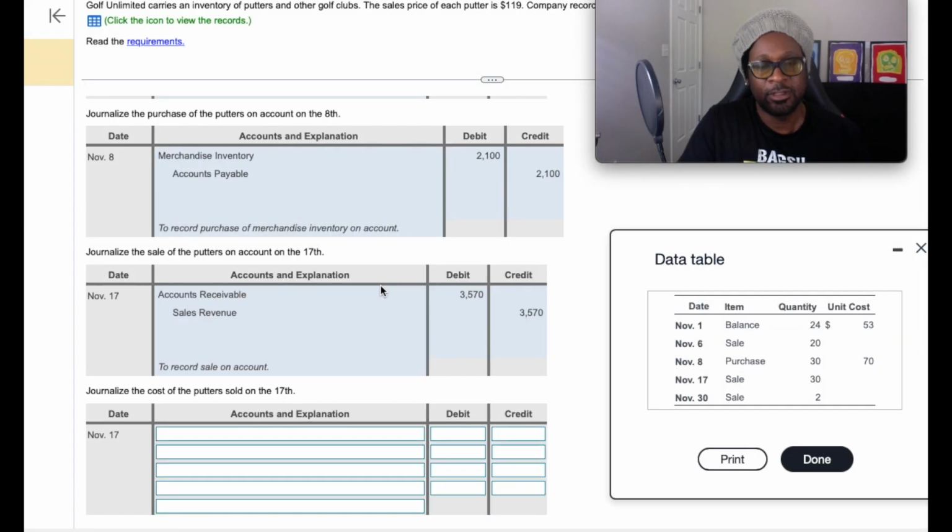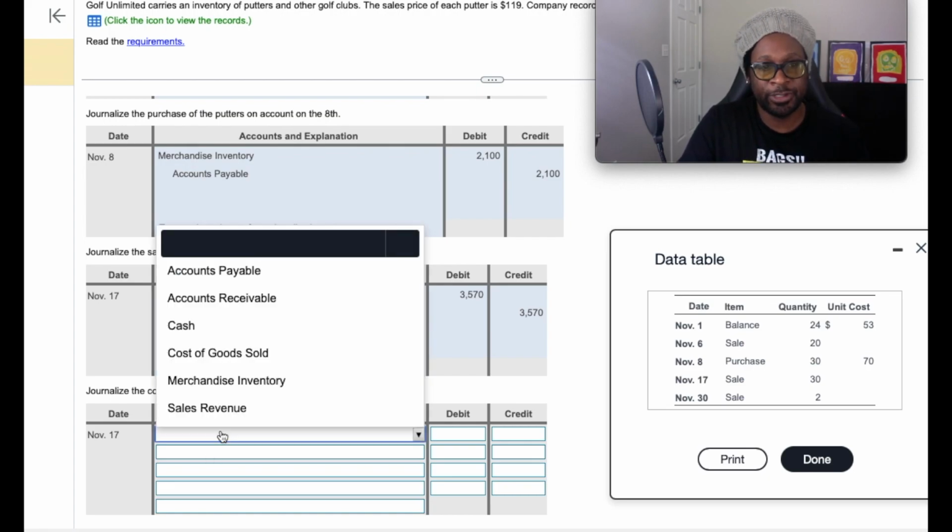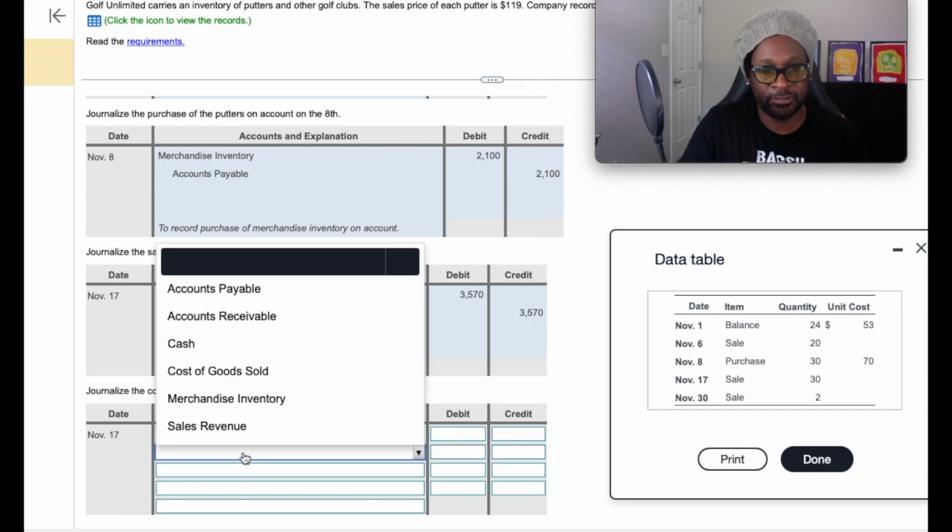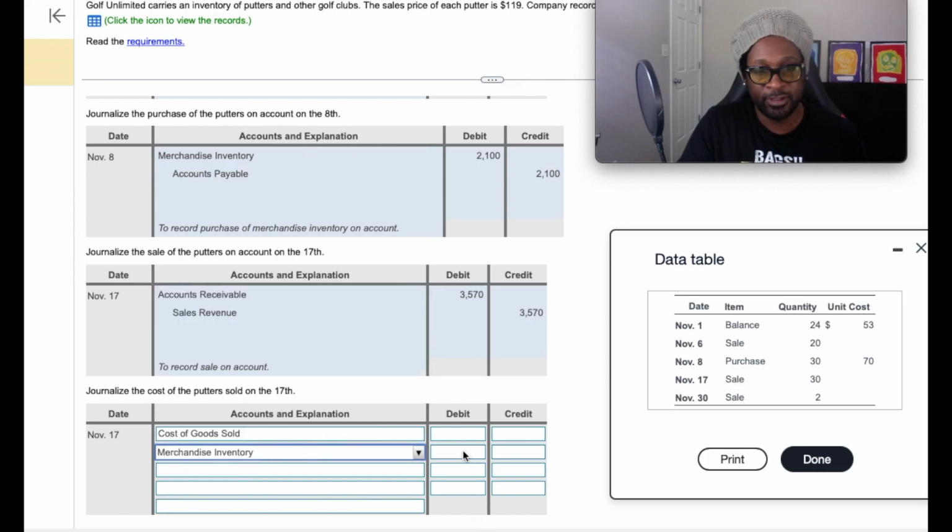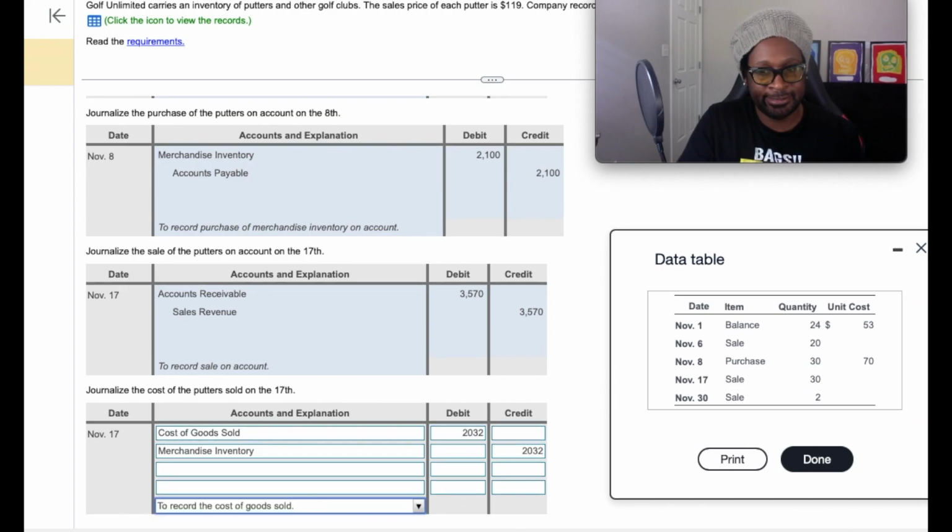Good job, gang. So now it's time to account for the cost of goods sold for the November 17th sale, which means that we're going to utilize our already calculated record within the table. Therefore, we're going to debit cost of goods sold and credit merchandise inventory for $2,032. We're going to check our answer.